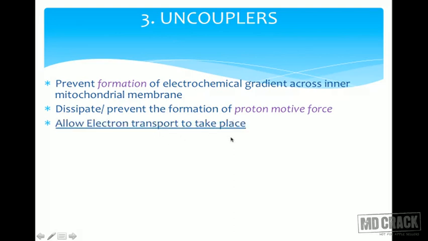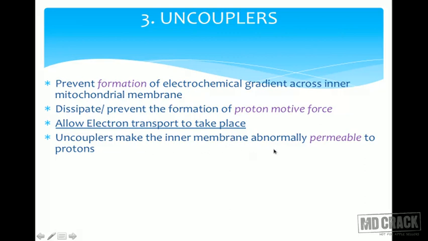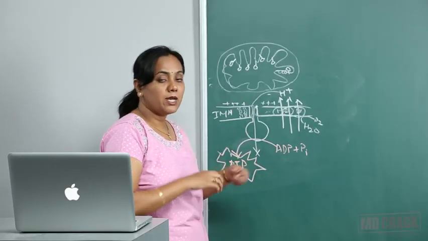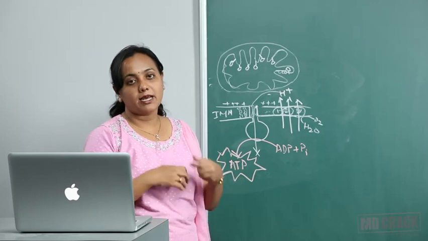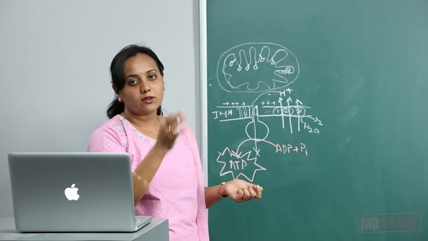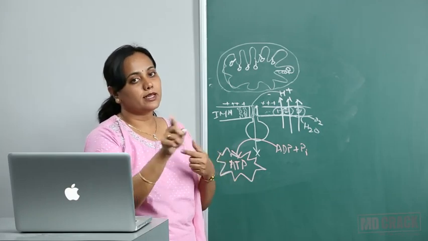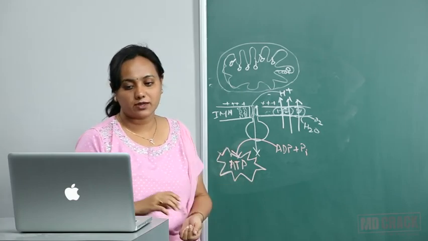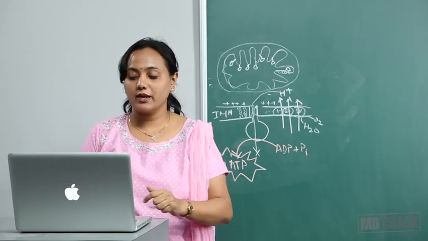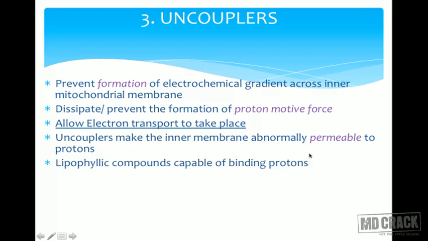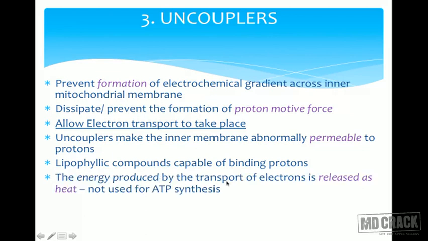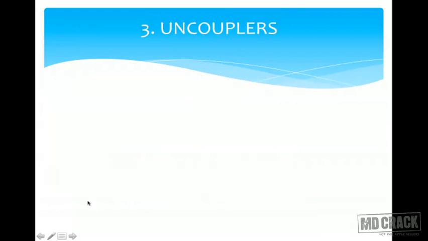They allow electron transport to take place. They make the membrane abnormally permeable to protons. So instead of one hole through which they have come, there are multiple holes. There is no dam at all. The dam is riddled with holes. All the protons, all the water keep on coming across. So there is no proton motive force. If there was a dam with a single hole, only then this FO F1 ATPase could have worked. Here, everything is moving across, the inner membrane is abnormally permeable. These are all lipophilic compounds capable of binding protons, and the energy produced by the transport of electrons is released as heat and not used for ATP synthesis.